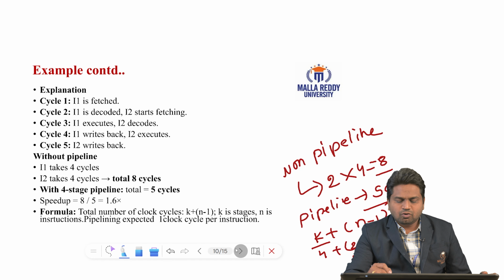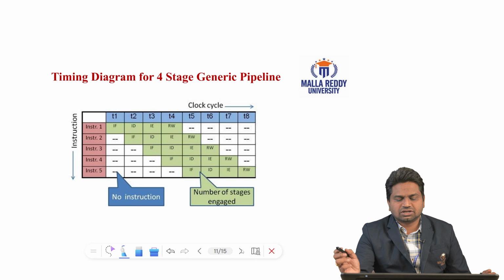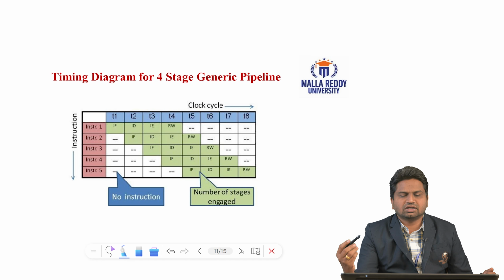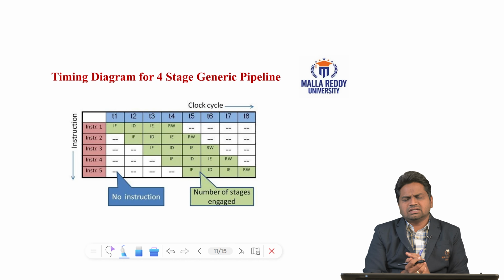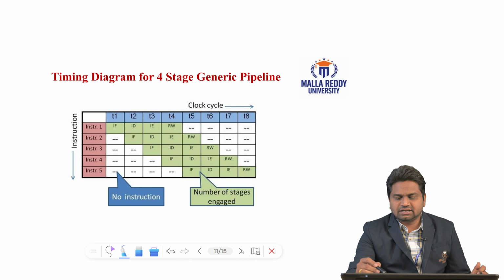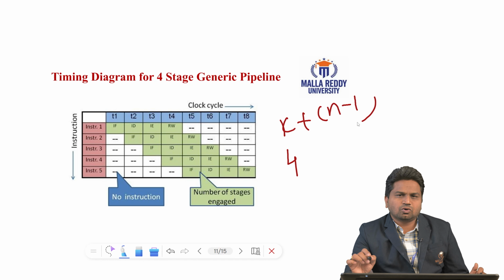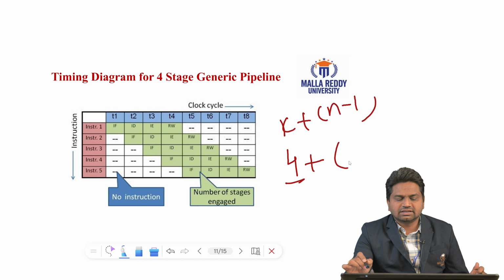Now I am going to explain this time diagram for 5 instructions: instruction 1, instruction 2, instruction 3, instruction 4, instruction 5. These instructions are all executing in 8 clock cycles of time. For example, here also I am going with 4 stages only. So k + n - 1, another example. Total, how many stages do we have here? 4 stages. And how many instructions do we consider here? 5 instructions.